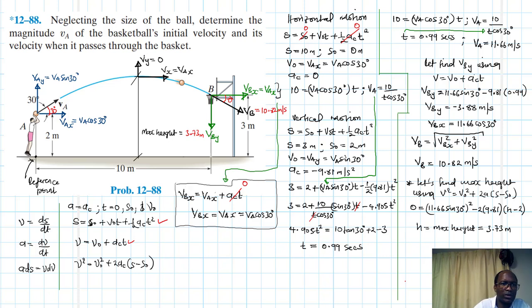Let's outline the solutions. We calculated the initial velocity that we have been asked, which is VA, and this is the value here. Again the value is like this because we had to round off the time. And then we also calculated the velocity VB, which is this one here, when the ball goes through the basket. Then we decided also to just calculate the height, which was not part and parcel of the problem.